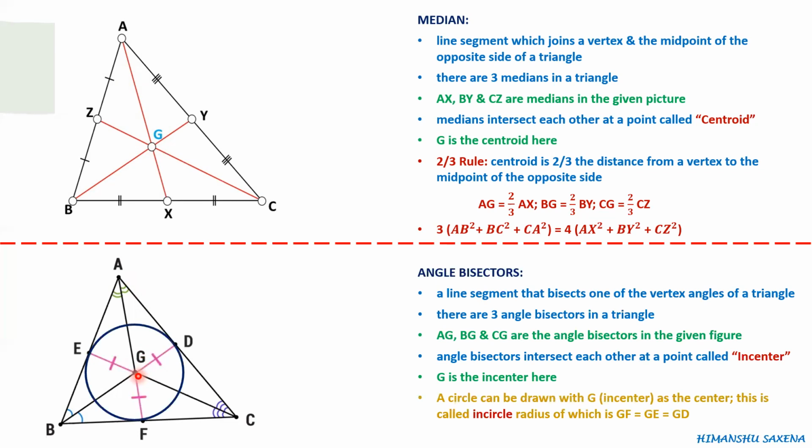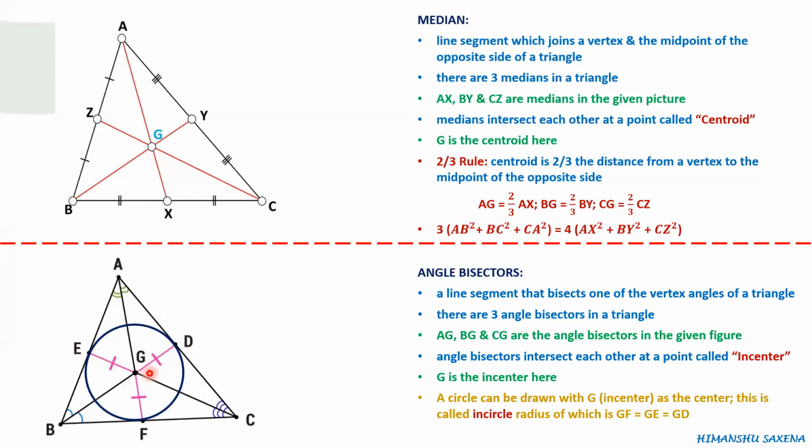Now this particular incenter is equidistant from these three lines, and we can actually draw a circle using this G as a center, and the radius of that circle would be GD or GF or GE, because these three are equal. So if you use this G as a center and draw a circle, then that circle would be inscribed inside this triangle. It will touch each side at only one point. It will touch AB at E, BC at F, and AC at D. So it is touching each side at one point each. This is called the incircle.